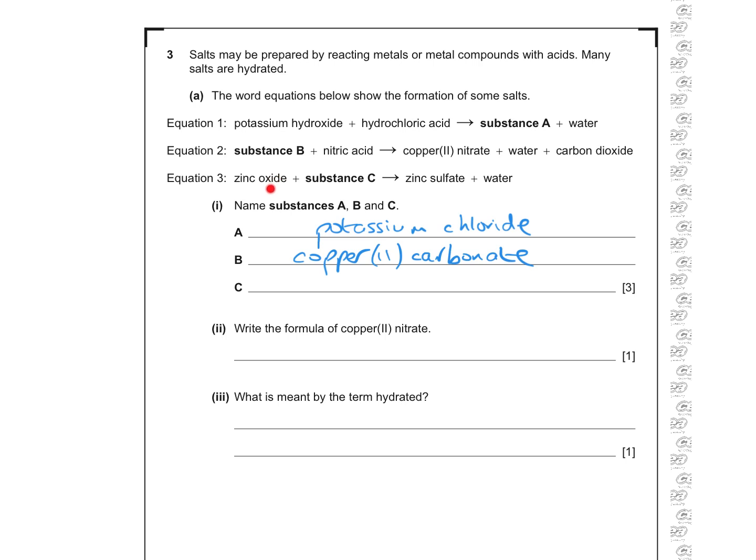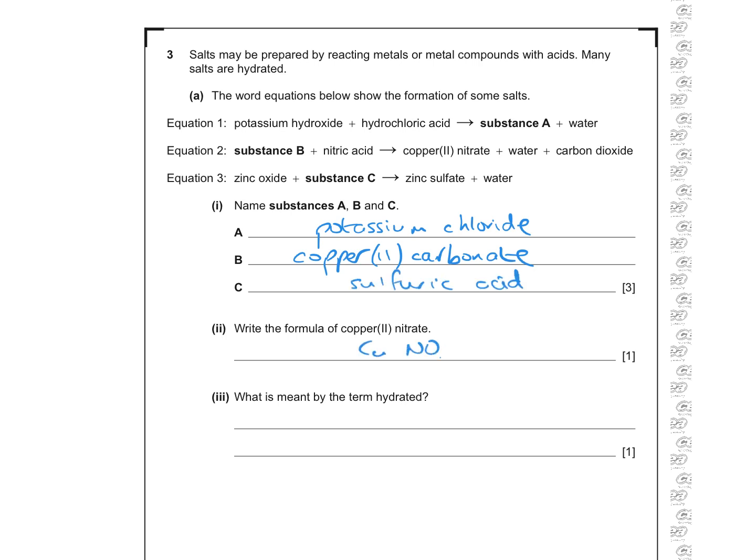Equation 3, zinc oxide, that's a base. The acid here is based on this part of the salt, because this is the salt, and sulfates are formed from sulfuric acid.